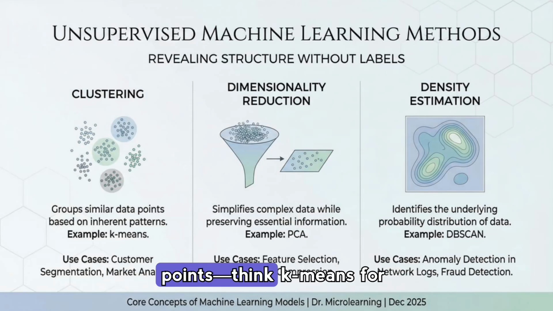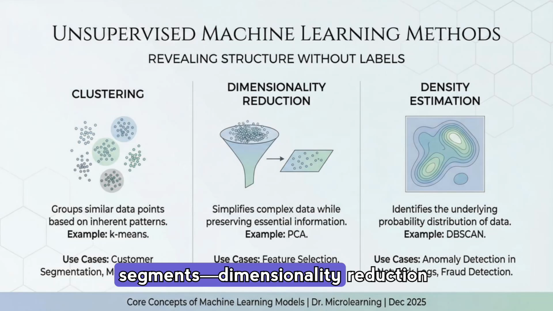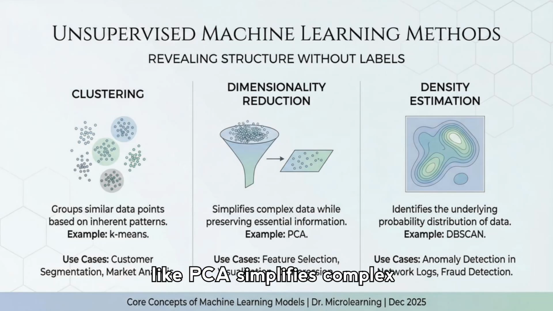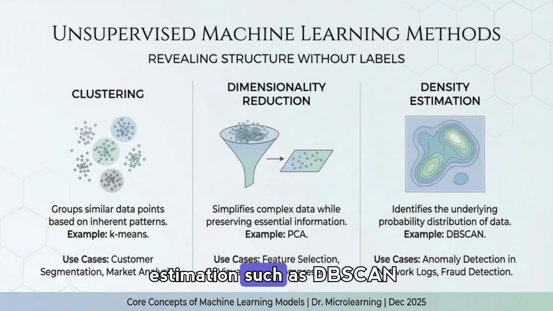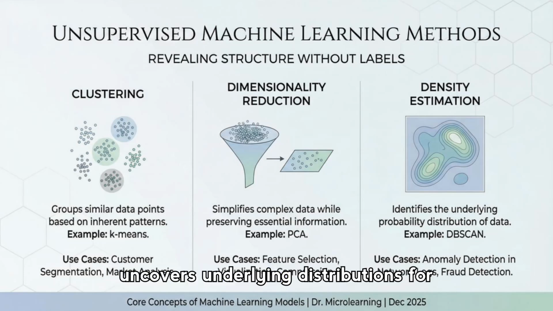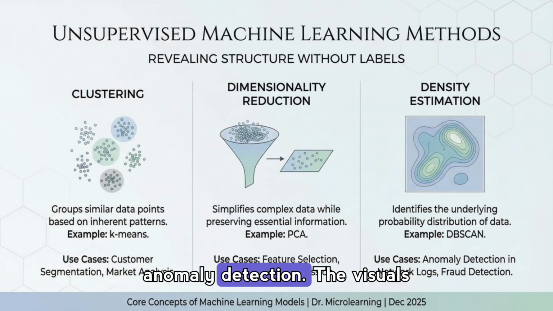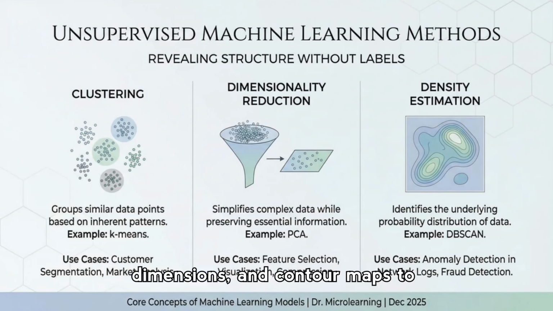Unsupervised methods reveal structure without labels and are useful when ground truth is absent. Clustering groups similar points, think k-means for segments. Dimensionality reduction like PCA simplifies complex features for visualization or compression, while density estimation such as DBSCAN uncovers underlying distributions for anomaly detection. The visuals show clusters, a funnel to lower dimensions, and contour maps to emphasize these roles.